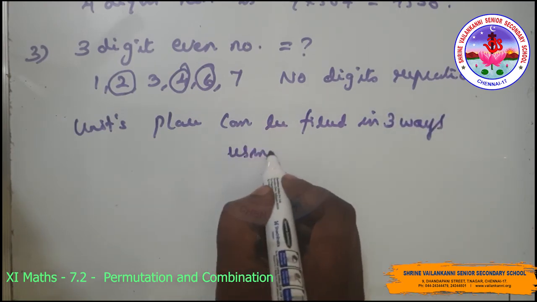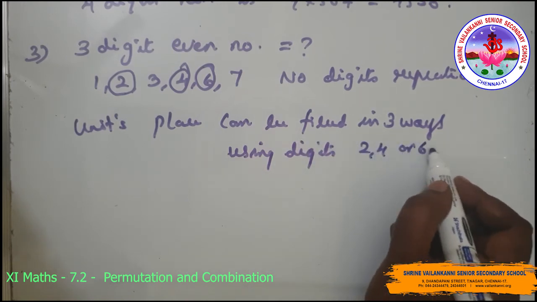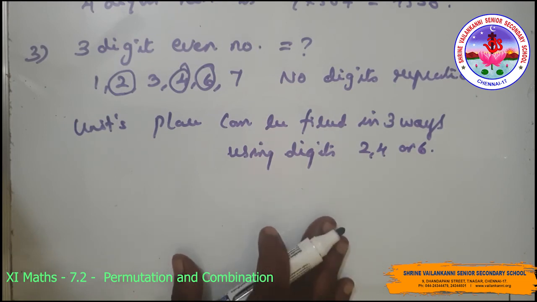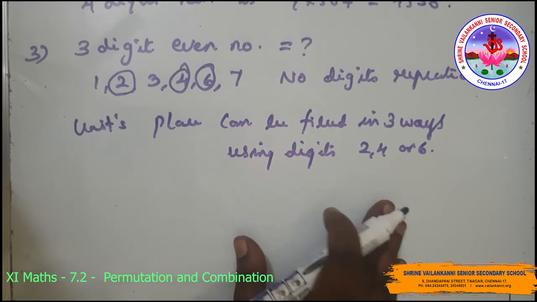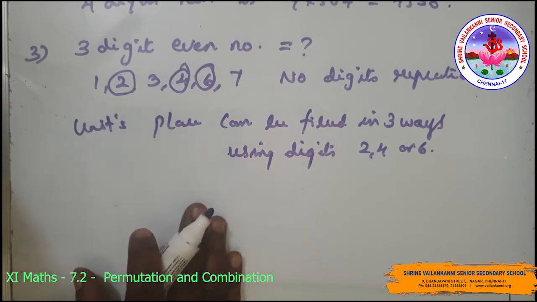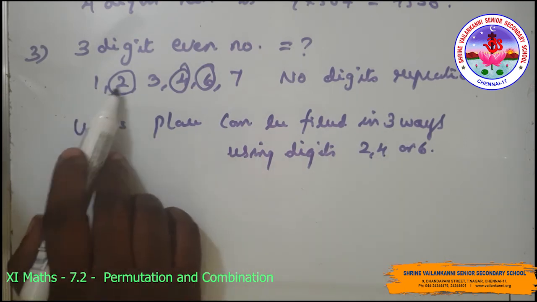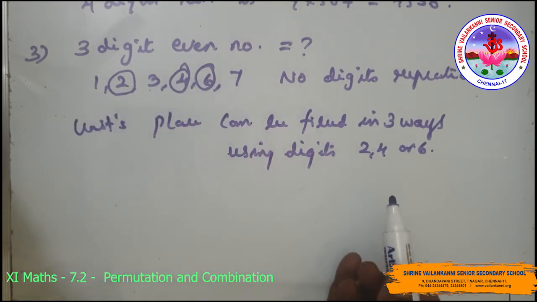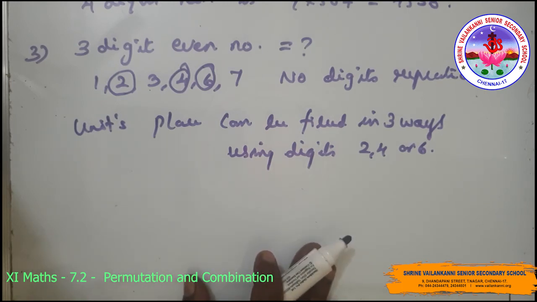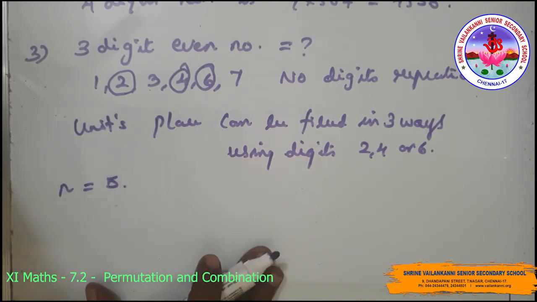Using digits 2, 4 or 6. Since the digits cannot be repeated in the 3-digit number, the units place is already occupied with a digit which is even. The hundreds and tens place are to be filled by the remaining 5 digits. If 2 is selected in the units place, then the remaining digits are 1, 3, 4, 6, 7. So the remaining places, hundreds and tens place, can be filled by the remaining 5 digits, that is n equal to 5, taken 2 at a time.